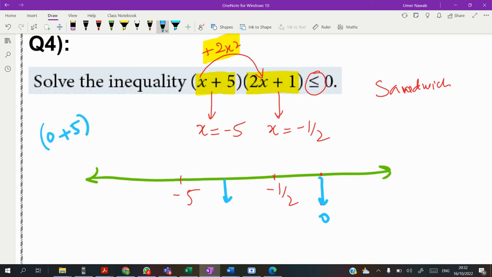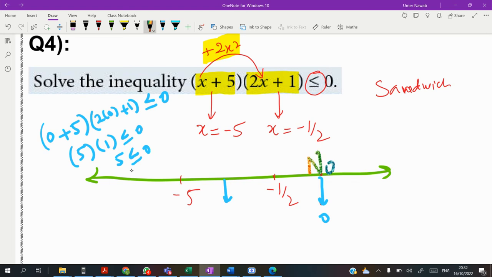0 plus 5 in the place of x, multiplied by 0 plus 1. It has to be less than or equal to 0. Check that. Is it satisfied? It gives me 5 less than or equal to 0. Is 5 less than or equal to 0? No. This region is no, so automatically the middle will be yes.